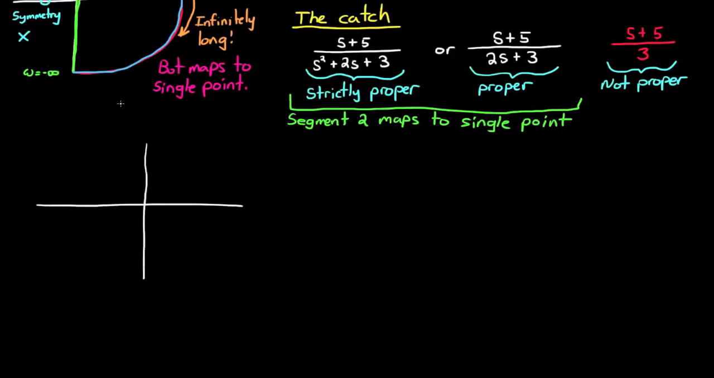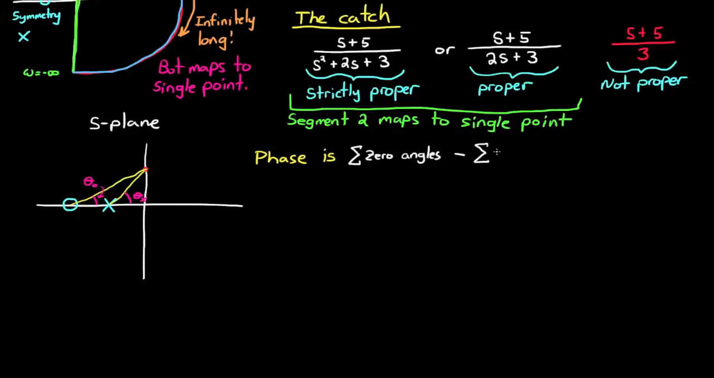You can show mathematically why that second segment maps into a single point in the W plane, and there's a lot of great videos that do that. So instead I'm going to quickly explain in a graphical sense why this is true. Remember from part 1 that the phase in the W plane is just the sum of the angles of the zero phasors minus the sum of the angles of the pole phasors.